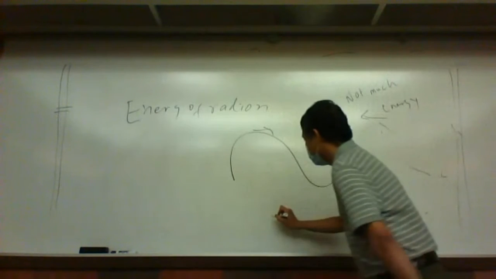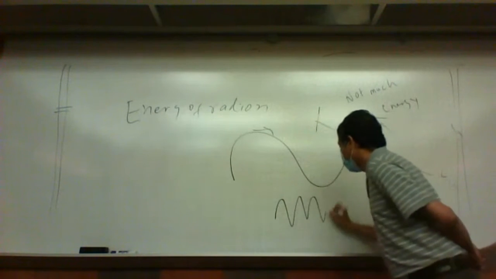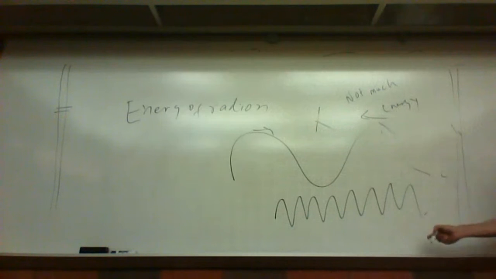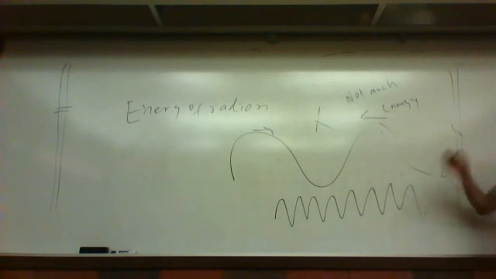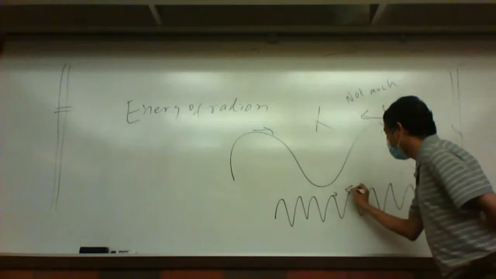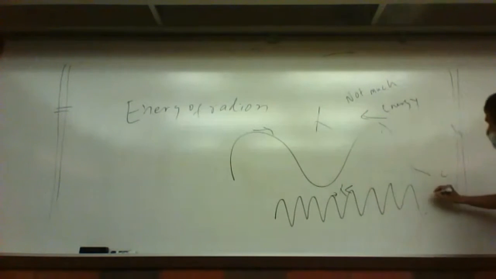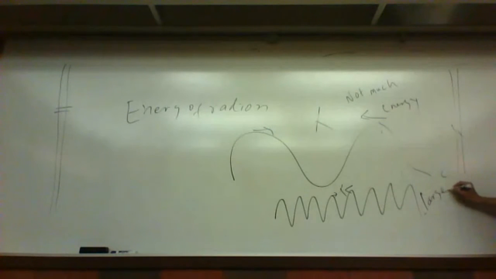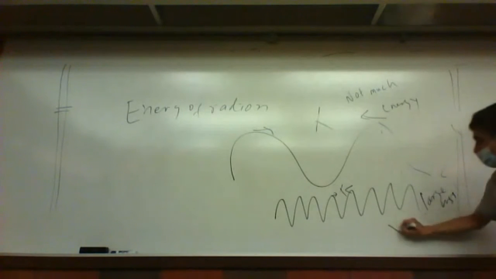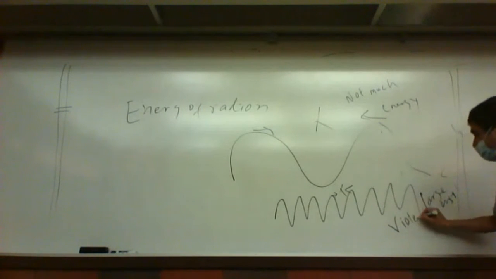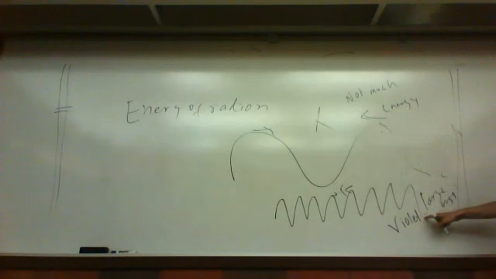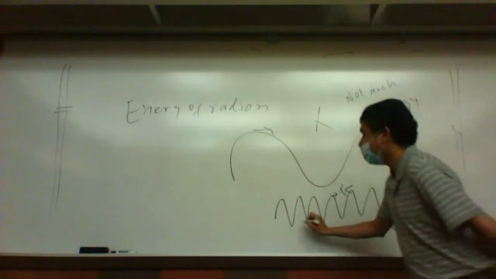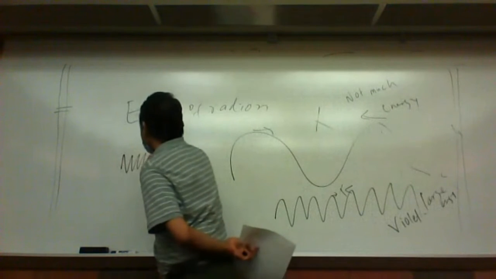But if you have the wavelength, the light like this, or the radiation like this, you have a lot of energy. So this number is small. The lambda is small. So large energy. It's like the violet light. You can see it, right? Low energy, high energy.